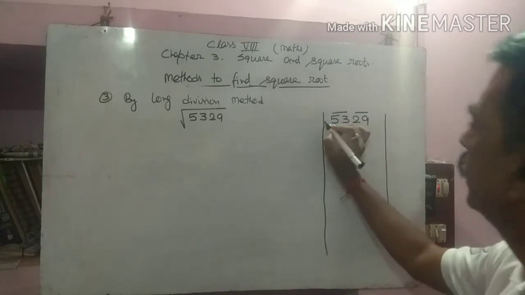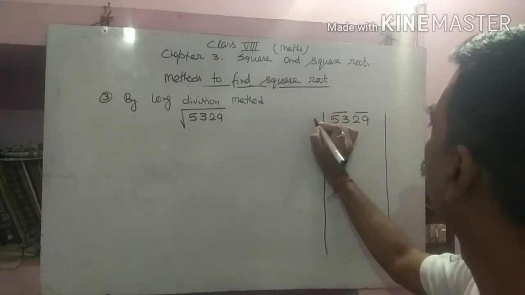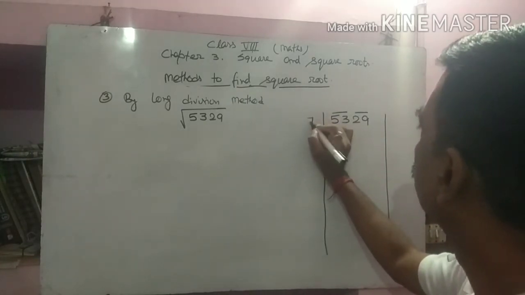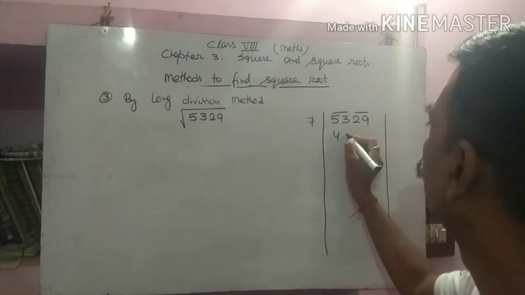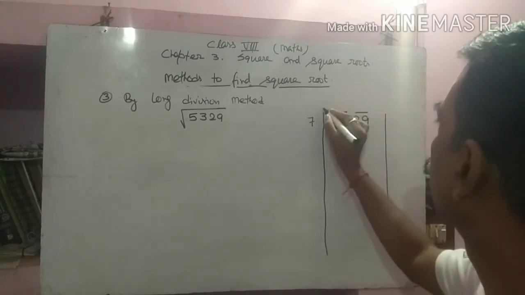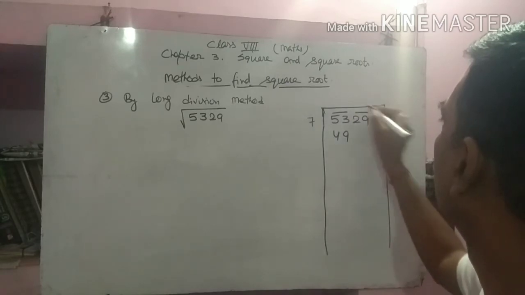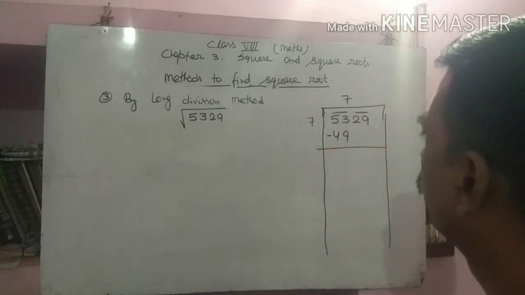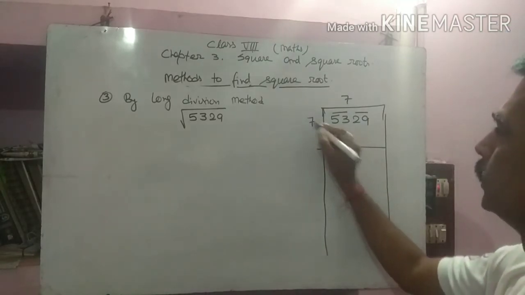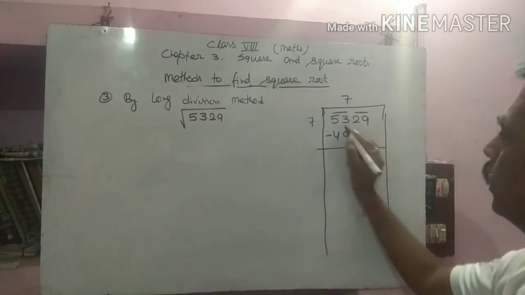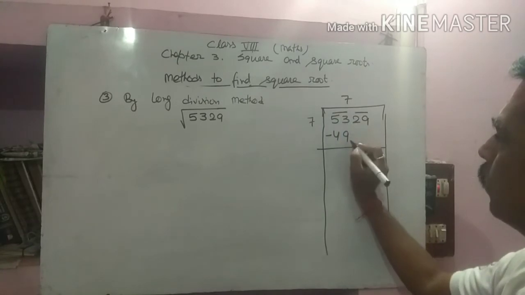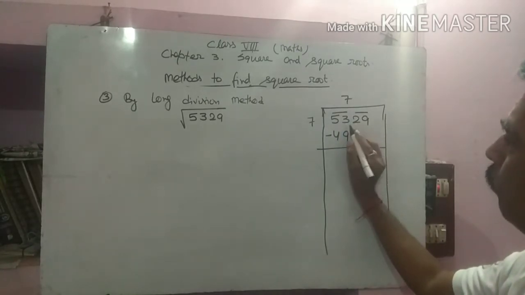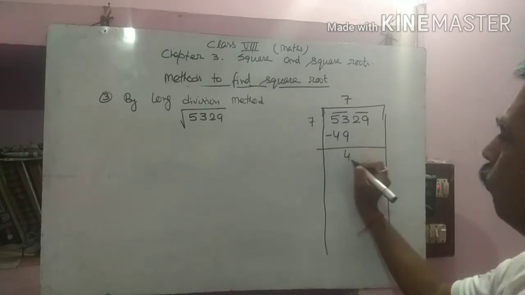So we can say 7 7s are 49. Okay, 7 times 7 becomes 49. If you subtract that, we can't subtract 9 from 3, so we'll carry 1 from 5, it will be 13 minus 9 becomes 4.